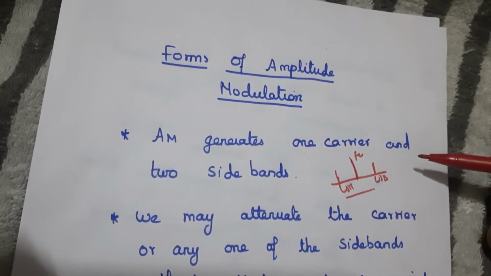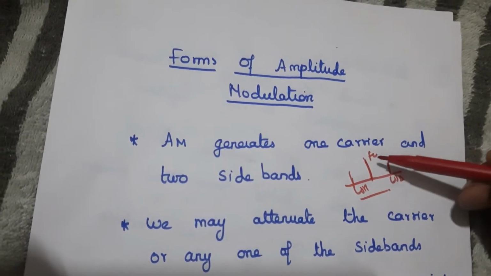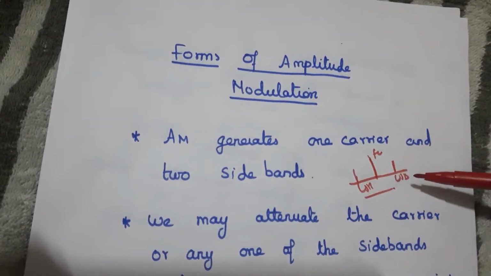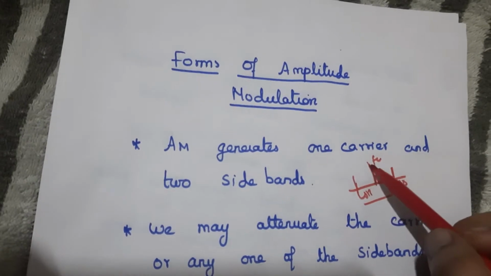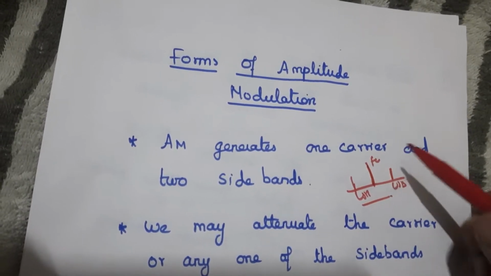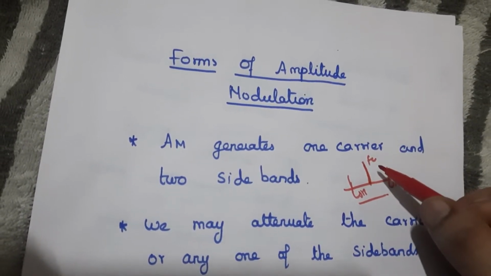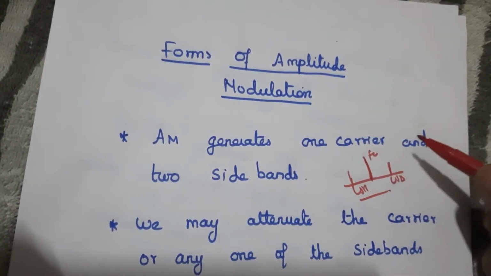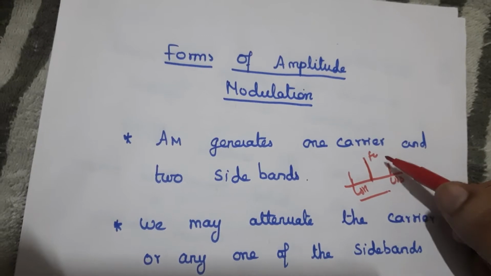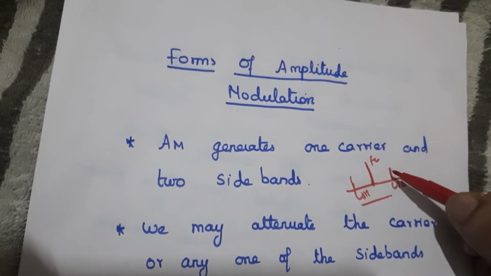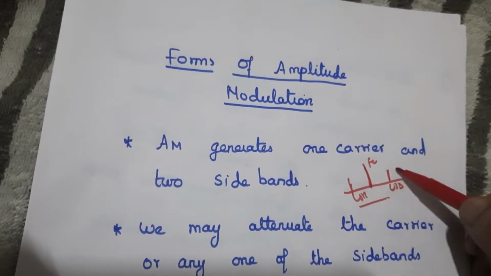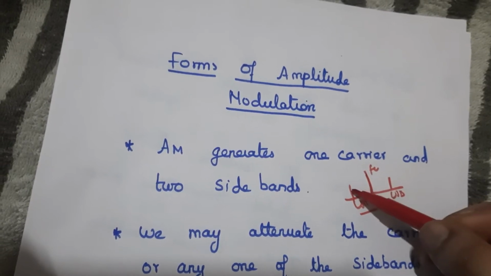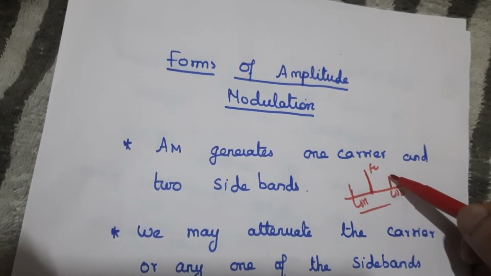LSB. Amplitude modulation generates one carrier and two sidebands, and this carrier does not carry any useful information, but it transmits maximum power. So this carrier does not carry any useful information, but it transmits more power. Similarly, the two sidebands, one is a trace of the other.